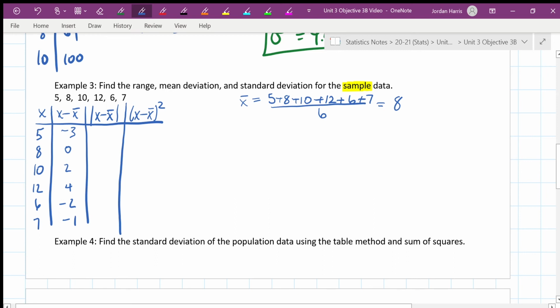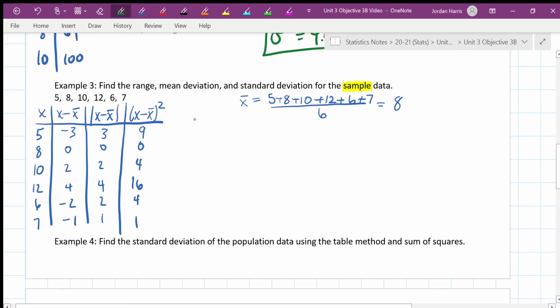Okay. So I'm going to fill out my table. So I take the absolute value of each one. And then the last thing, I'm going to square each one. Notice I'm kind of simplifying what we did last time all into one table, doing all the work at once. So then I can just go straight into the answers.